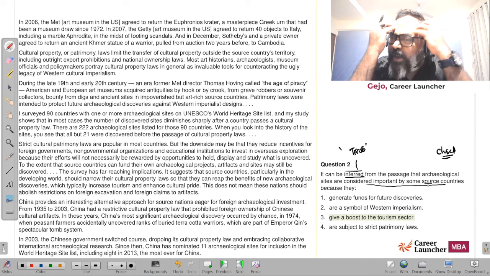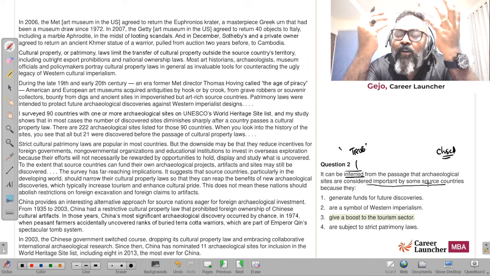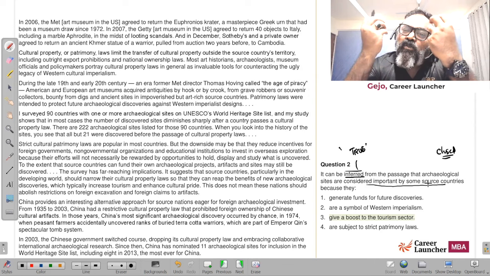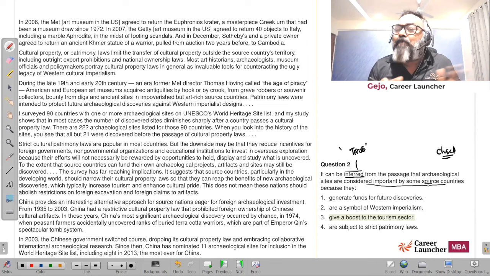Immediately you suddenly remember, I don't remember reading this. Which country is finding this important? Which source country? Find where in the passage the author has mentioned what any source country is feeling about this archaeological site. The author is giving the author's own perspective. Now, without going back to the passage, there are certain things that we can eliminate.